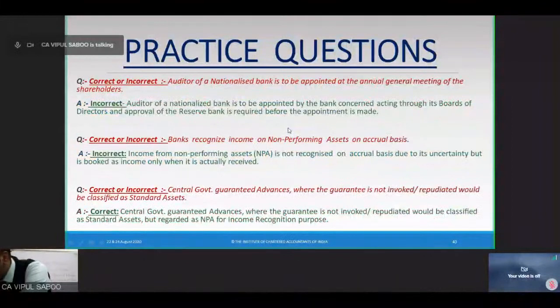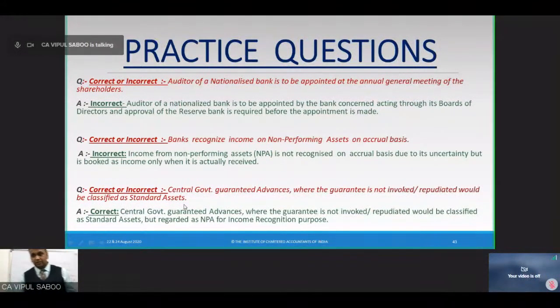There is correct, incorrect. Auditor of a nationalized bank is to be appointed at the annual general meeting of the shareholders. These are questions from your exams. Incorrect. Nationalized bank's auditor has to be appointed by the bank's board of directors with the approval of Reserve Bank. Banks recognize non-performing assets on accrual basis. Central government granted advances where the guarantee is not invoked, repudiated, would be classified as standard asset.